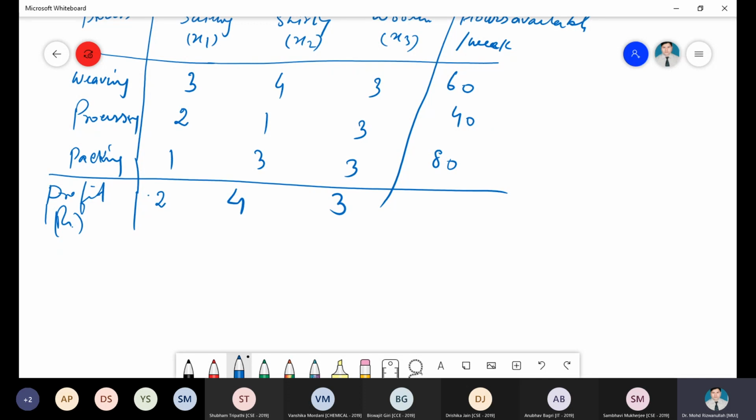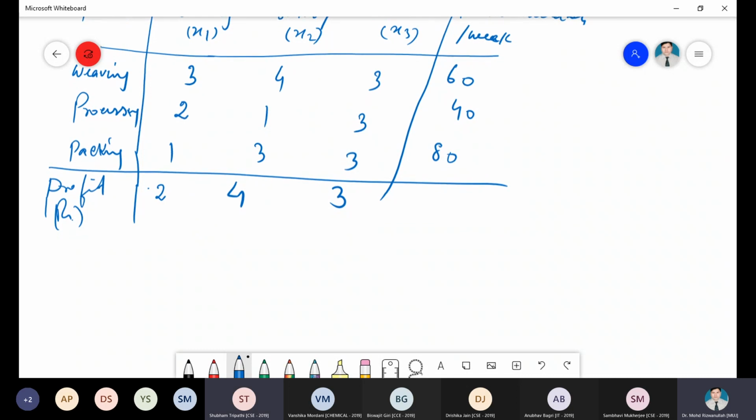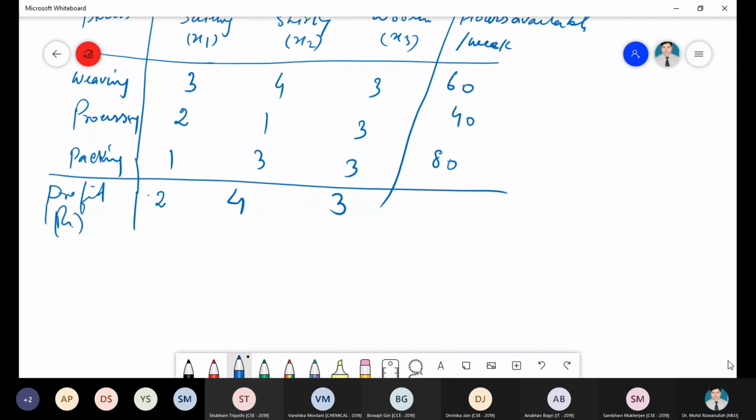Can we solve this problem by graphical method? Yes, sir. Who said this problem can be solved by graphical method? Shubham, we have 3 variables. We cannot solve it by graphical method. 2 variables, 2 axes, we can use it. So if there are 2 variables, as in the previous first question, x1 and x2.